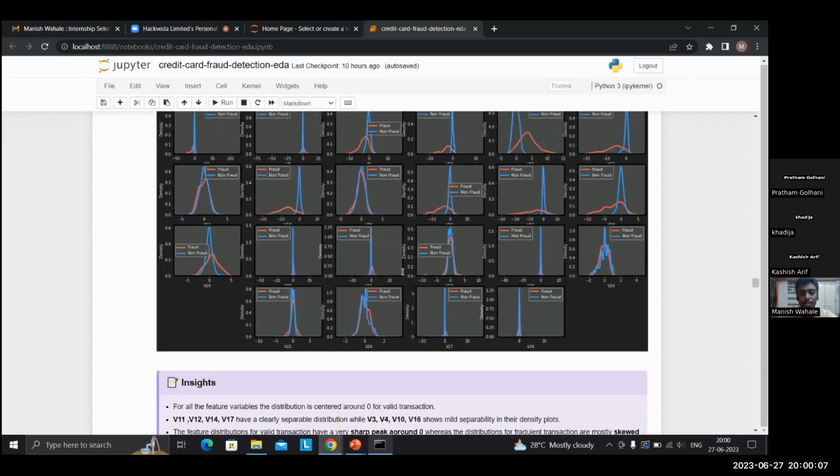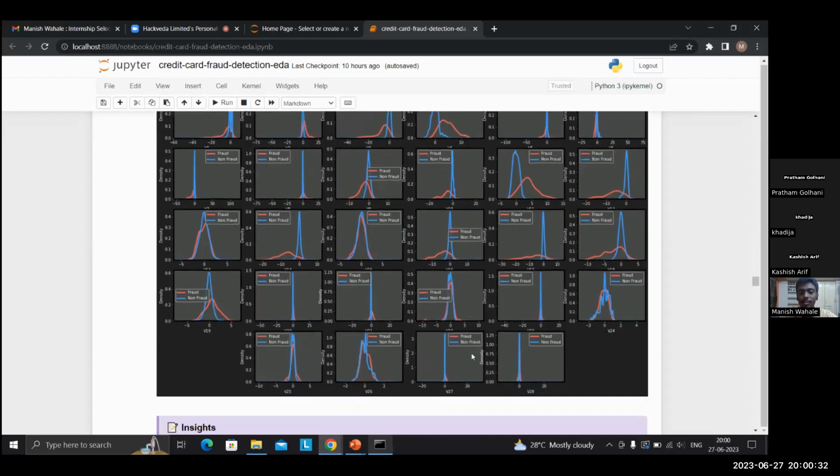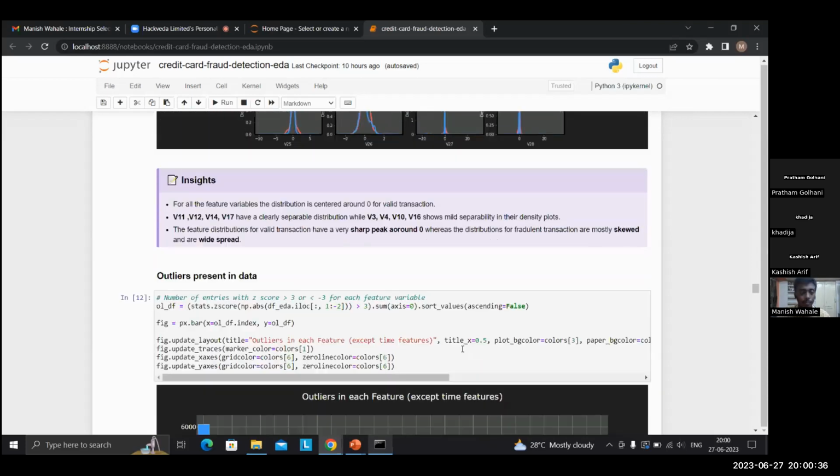And we can also see here that though the non-fraudulent have a uniform sharp peak at zero, the other way around, the fraudulent transaction density plots are basically skewed and have a wide spread. So we can see here that the density is widespread. Here also the density is spread and also skewed, rather than the non-fraudulent transactions.